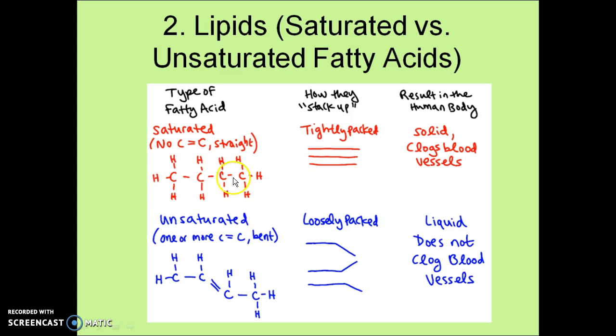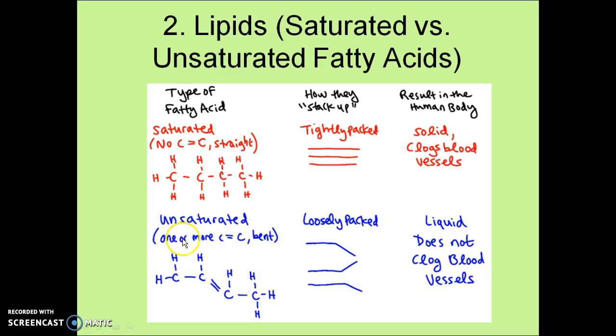For that reason, the fatty acid chain is straight. If you were to put these fatty acid chains on top of each other, they would stack up really tightly packed. Because they're tightly packed, they're solid at room temperature, they're very dense, and in the human body, if you eat too much of that, that could result in some clogs in your blood vessels. You'd form some plaques within your arteries.